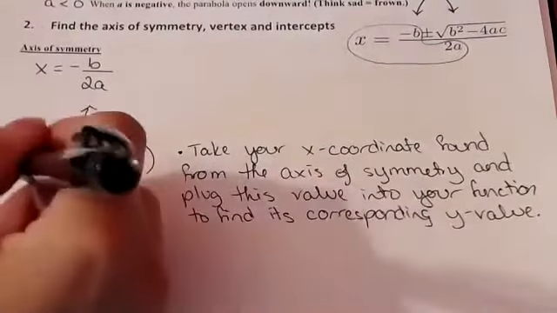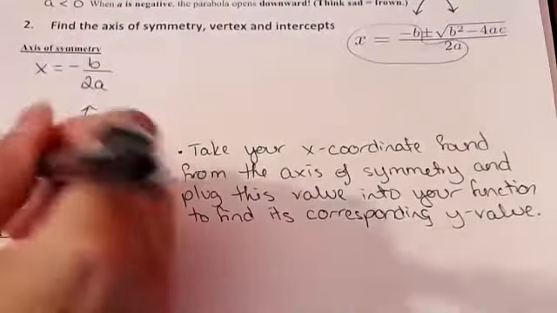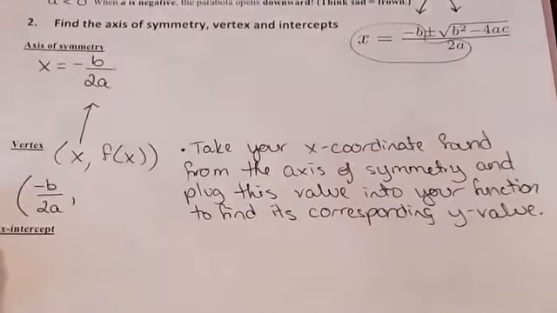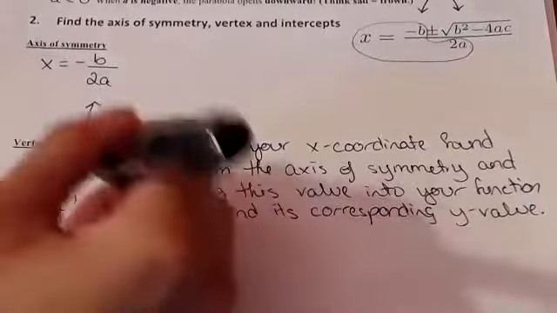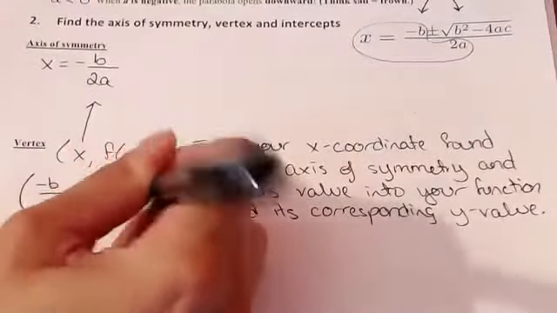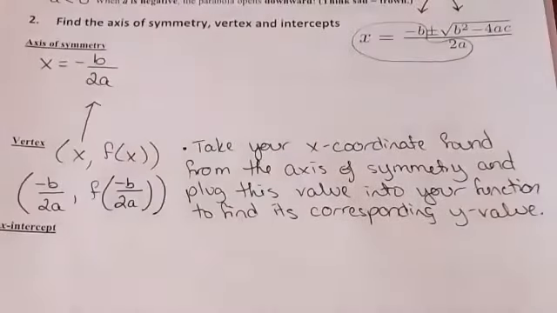Another way to write this, and hopefully this doesn't freak you out, but that implies that your x coordinate is negative b over 2a, and that your y is evaluated at that point. Okay, it's just a fancy way of saying take whatever x you have, plug it in, solve for y. Okay, don't panic about that.